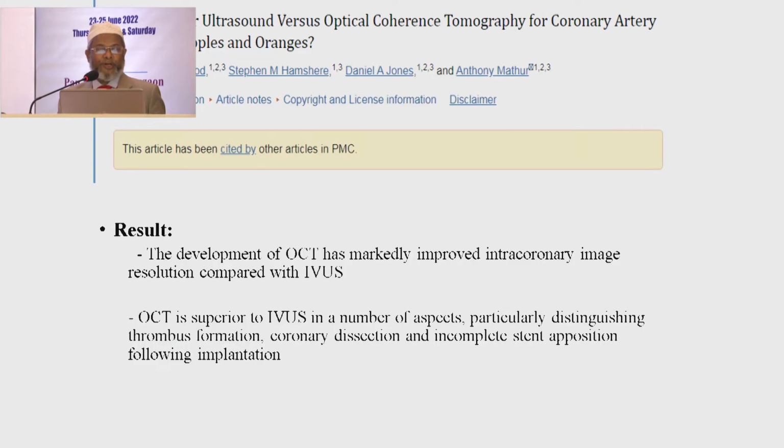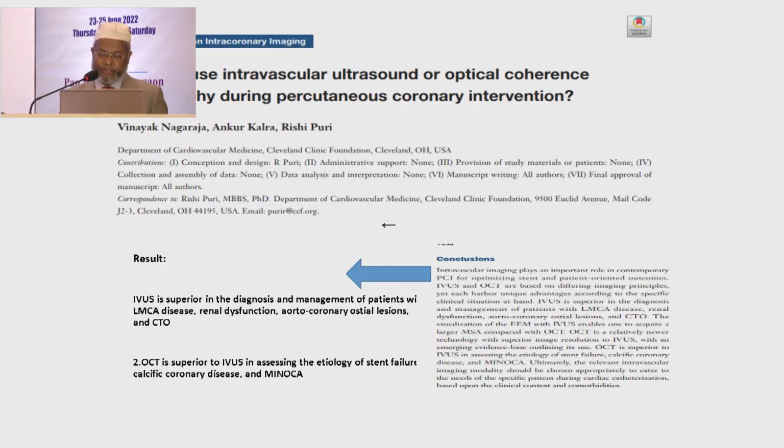Evidence of superiority, intravascular ultrasound versus optical coherence tomography for coronary artery imaging, apples and oranges. Result: the development of OCT has markedly improved intracoronary image resolution compared with IVUS. OCT is superior to IVUS in a number of aspects, particularly distinguishing thrombus formation, coronary dissection, and incomplete stent apposition following implantation.